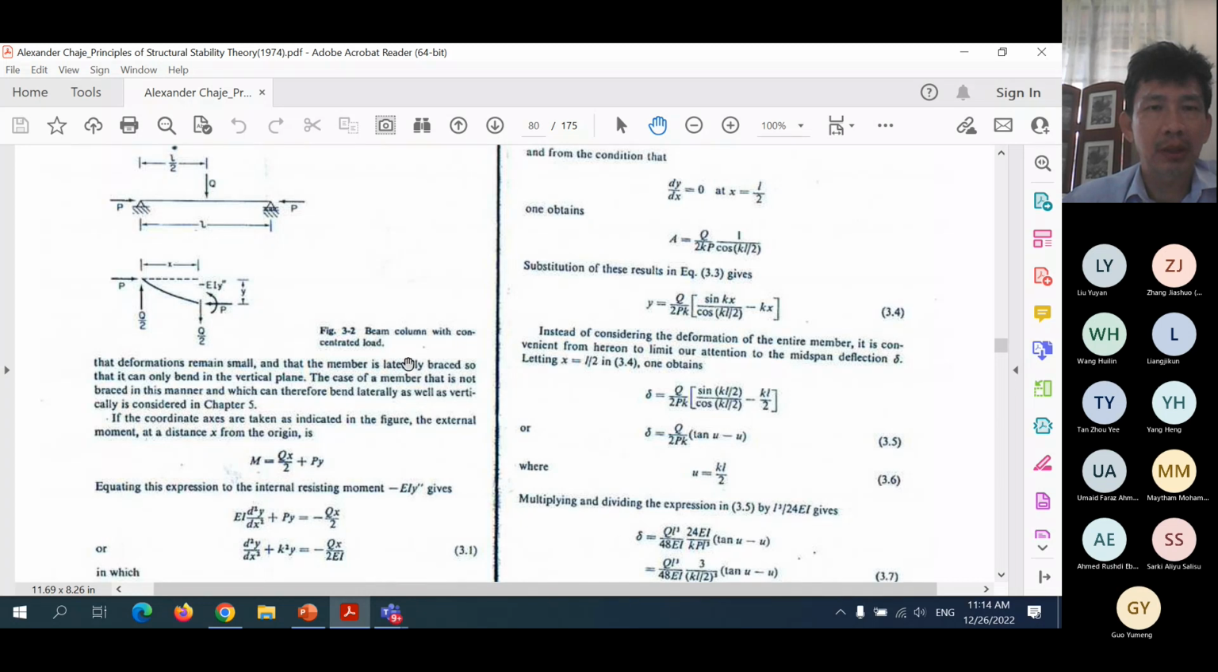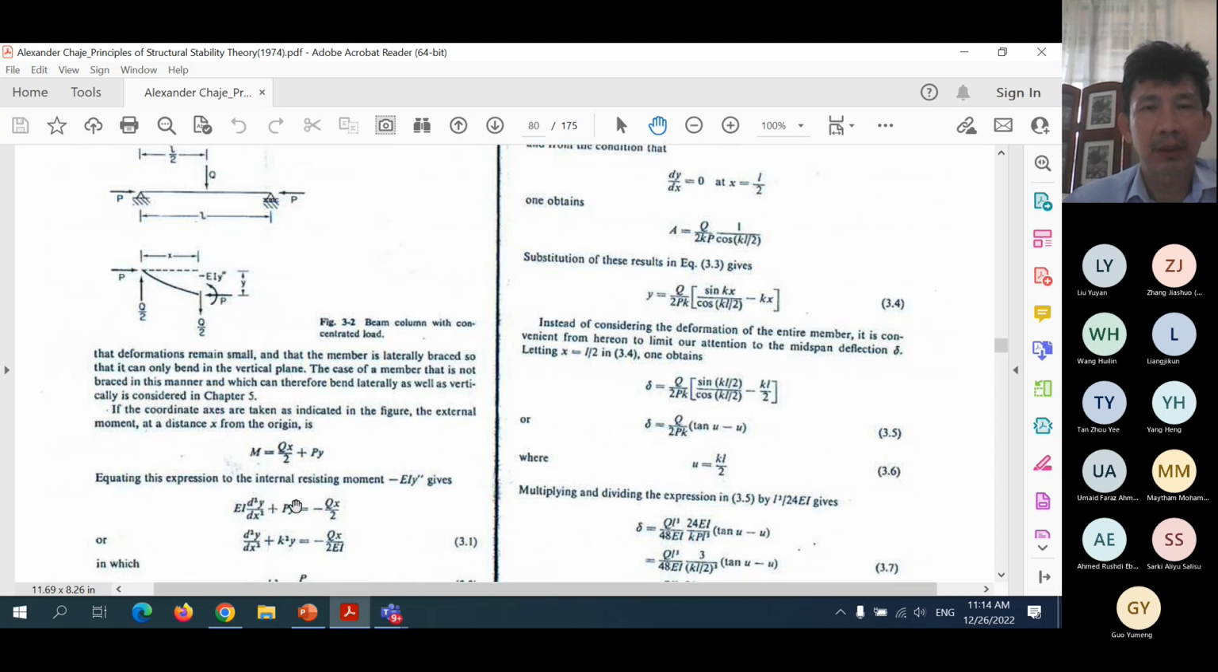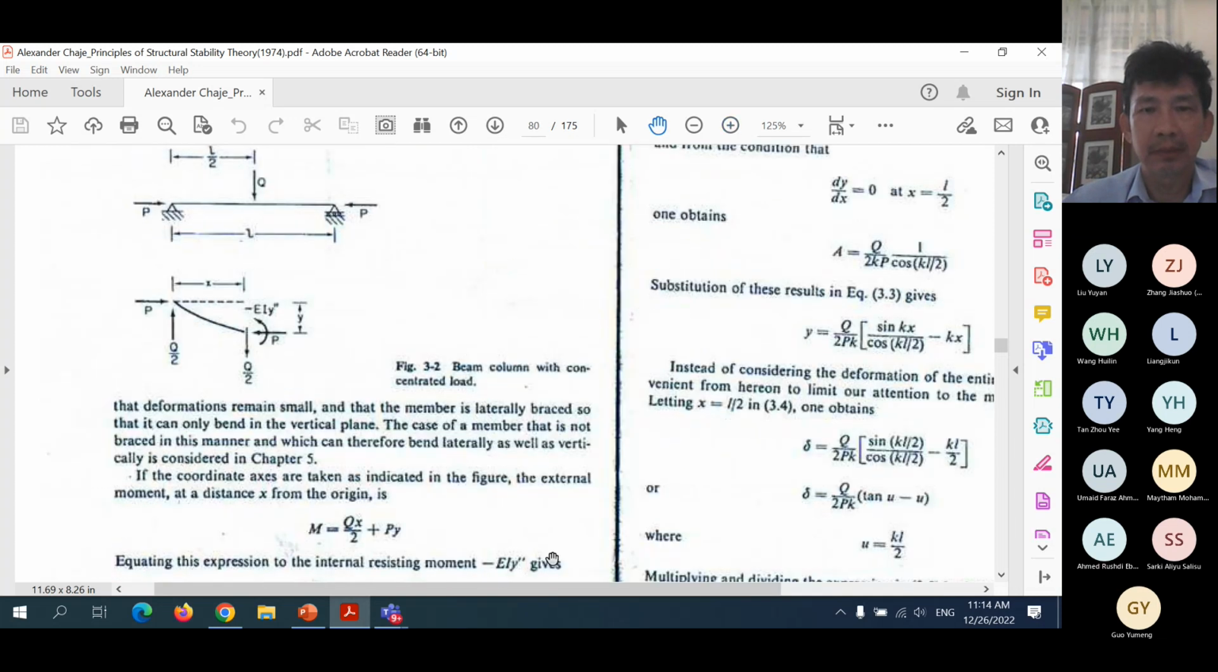The explanations are given here, and you can refer to them, but mainly it comes from this free body diagram. Then we take moment at this point, and you are going to get these equations.